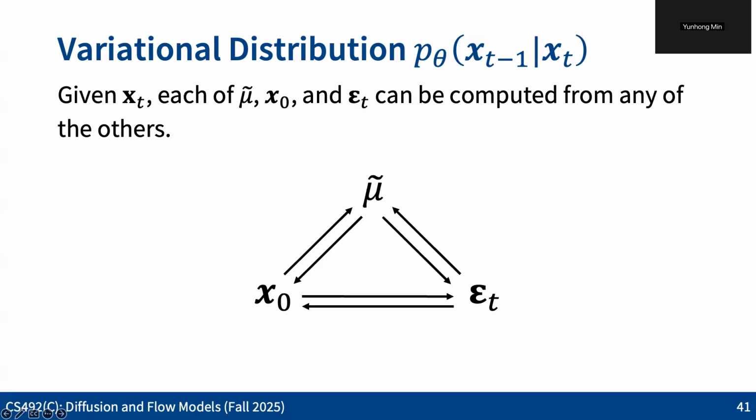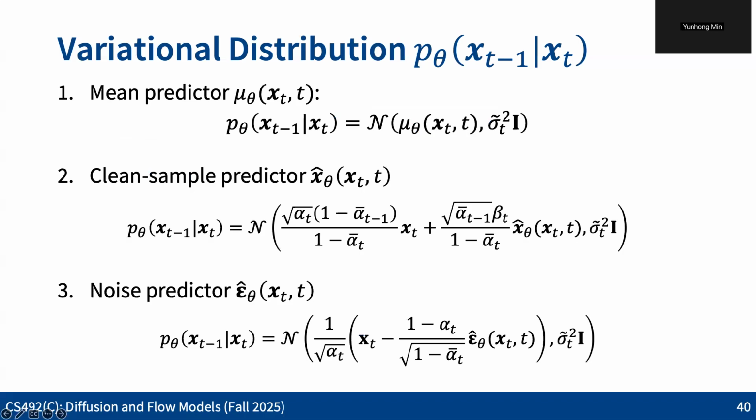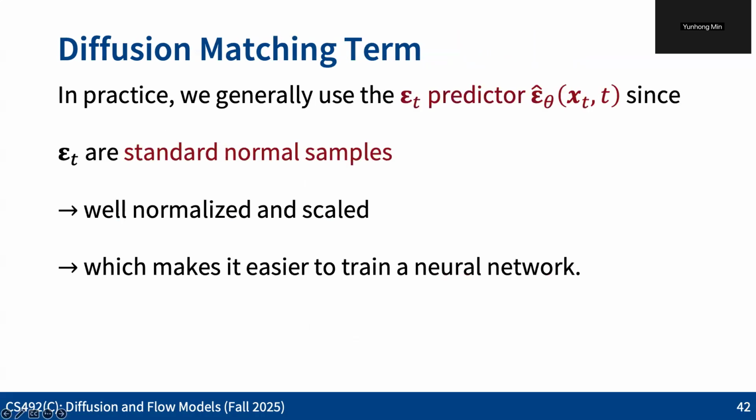So then the question is, which one are you going to use? As I said, implementing this will be part of the first assignment, right? You can choose one of those three: the mean predictor, the clean sample predictor, or the noise predictor. Which one are you going to choose? One of the many reasons why the diffusion model is more stable in training is that typically people use the noise predictor. Actually, there are some cases using the clean sample predictor and others, but for many cases, people use the noise predictor.